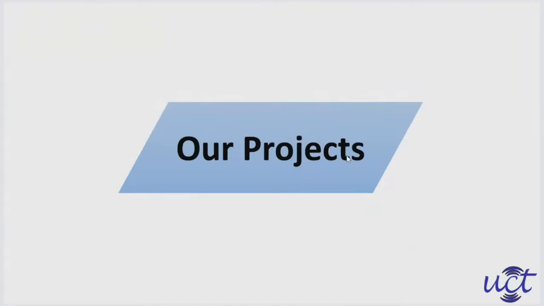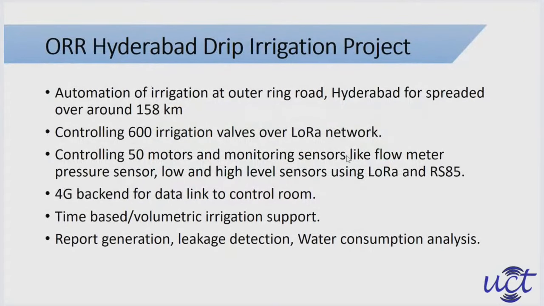And here are some of the projects that we have done so far. This is the ORR Hyderabad drip irrigation project, and it is quite a big project. We have a 158 kilometer stretch of highway that is being irrigated using LoRaWAN networks, and we are controlling over 600 valves there. There are 50 pumping locations, so 50 motors that we are controlling, and we are also monitoring flow meters and pressure sensors.